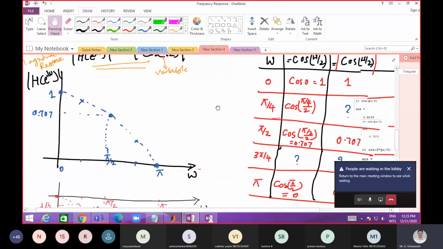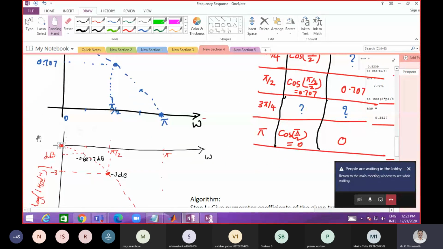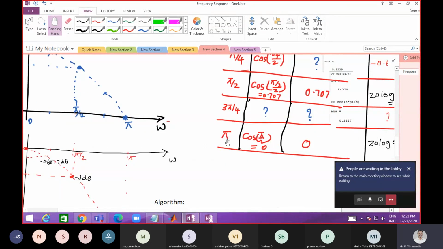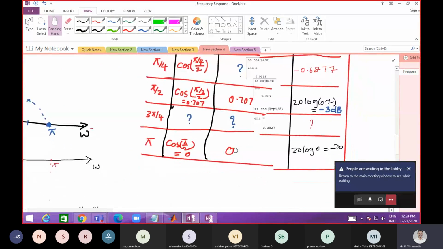So we calculated this value. When omega equal to 0, we got 1. In decibel values, when omega equal to 0, its value is 0. Similarly, when omega equal to pi, cos omega by 2 will be cos pi by 2, that is 0. Cos 90 is 0. Now magnitude of 0 will be 0 only, and 20 log of 0 will be minus infinity.